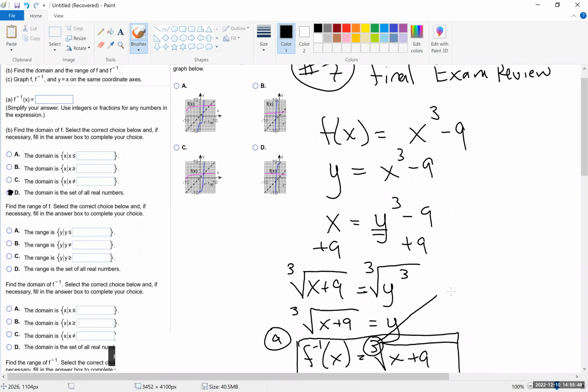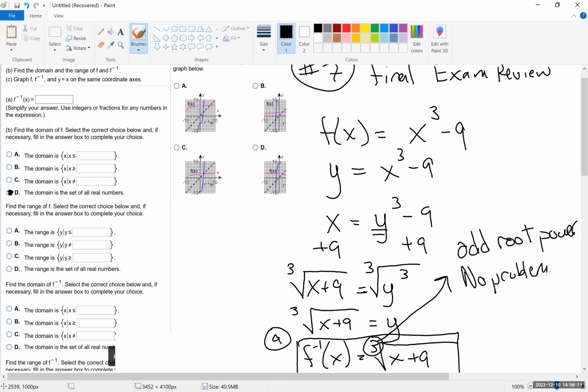Anytime you have an odd root power, there are no problems with the domain. If it's an even root power, you would have had to set whatever's on the inside to be greater than or equal to 0. Odd root powers are good. Even root powers are not so good.